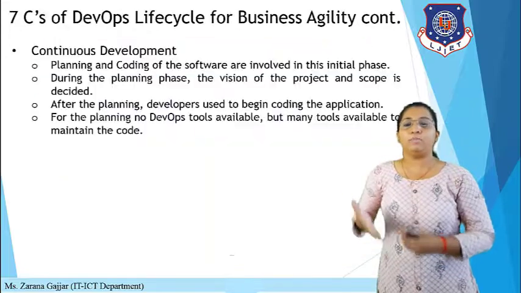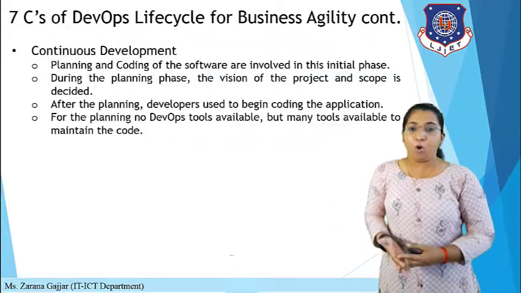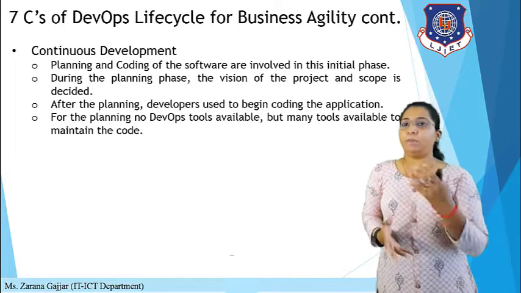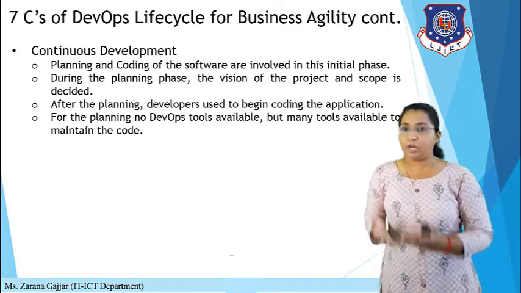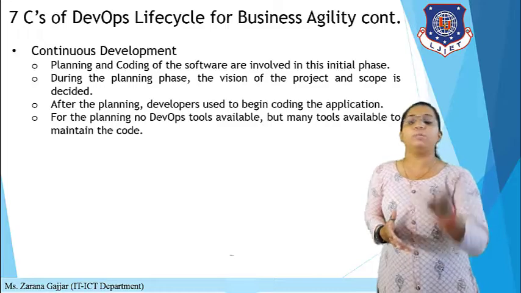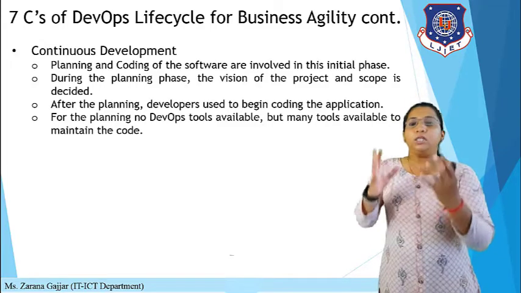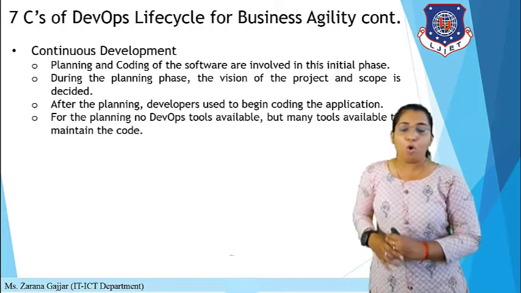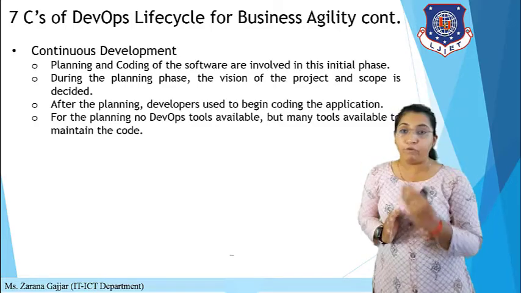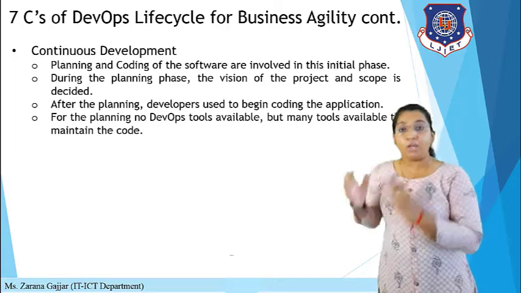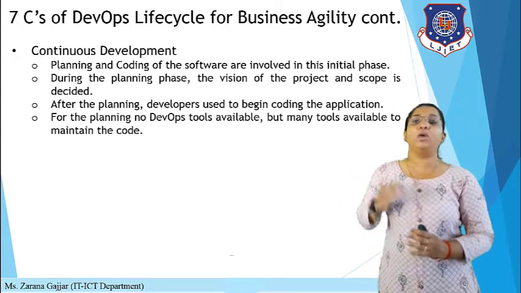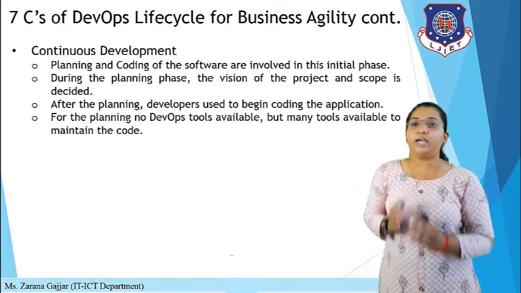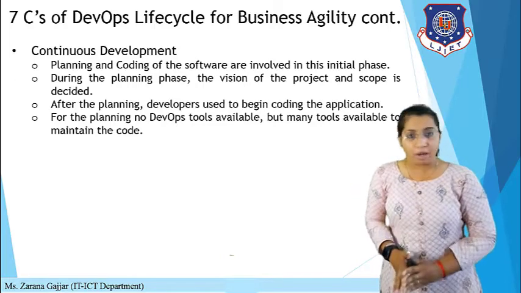The first C is continuous development. Continuous development means the customer gives you some requirement, you perform it and deliver it to the customer. Now the customer will demand something new, a new feature to add to their existing features. That is continuous development. Planning and coding of the software are involved in this initial phase, so here planning and coding activities are performed.